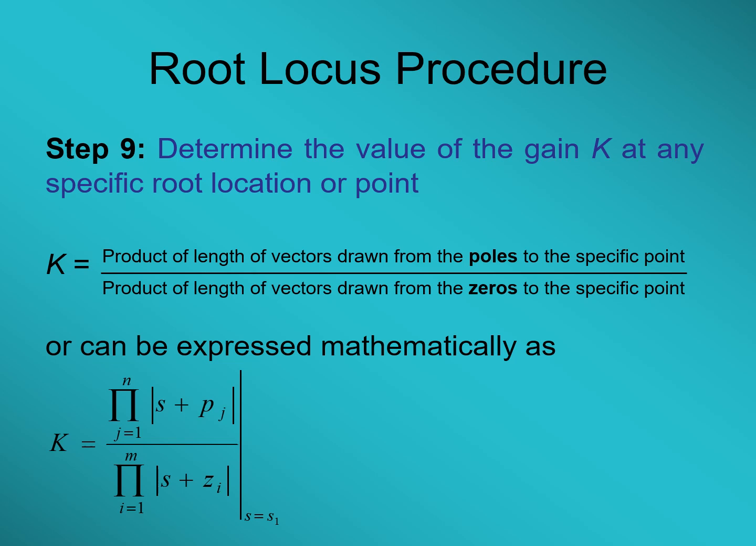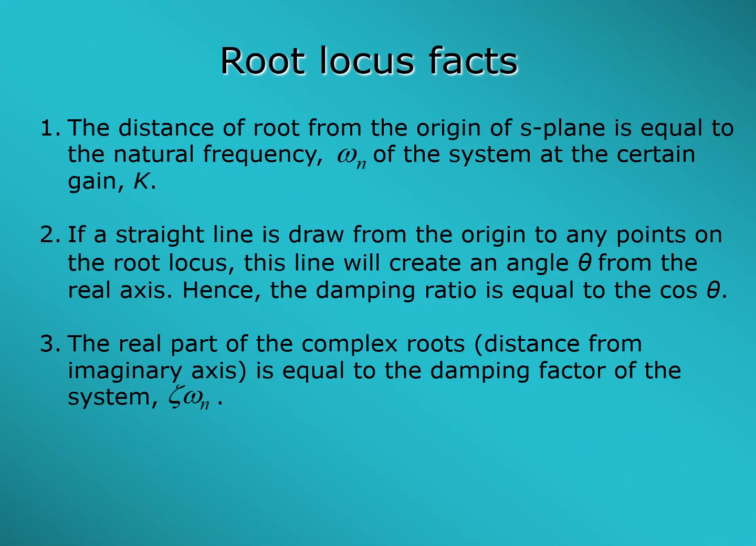Next, step number 9, determine the value of the gain k at any specific root location or point. Okay, so basically the gain k can be determined by using this equation. In terms of a sentence, k equals the product of lengths of vectors drawn from the poles to the specific point over the product of lengths of vectors drawn from the zeros to the specific point, or it can be expressed mathematically as shown in this equation. Okay, so that is the end of the procedure.